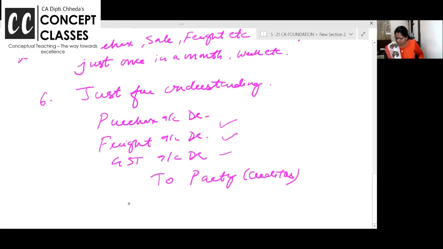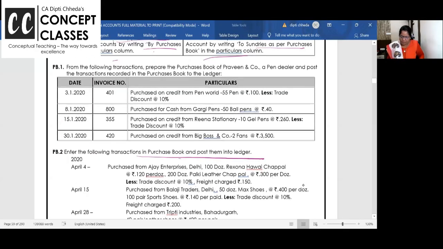Okay. I think that's enough, and take the homework. We have done problem 2. Problem number 1 is homework. Prepare the purchase book. They are dealing in pens and they are purchasing from party, pen world and whatever. So purchase trade discount minus करके लिखो, and purchase में you do single posting. Freight में you do single posting. Rest all you do separate entries.